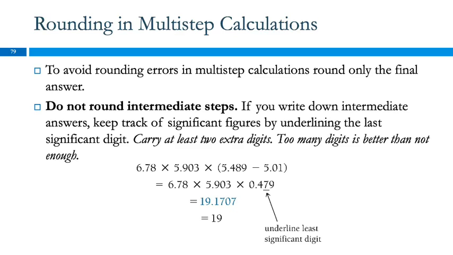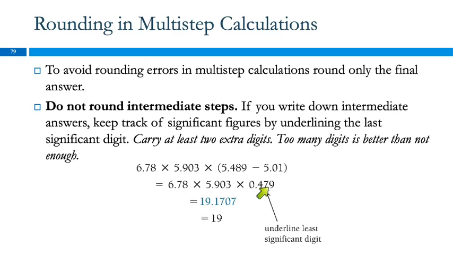So in this example, we've got mixed multiplying and subtracting. So we would do this subtraction first because it's in the parentheses. And when I subtract these 2 numbers, my calculator gives me 0.479. I'm going to apply the rules for subtracting: the fewest number of decimal places. This number has 3 decimal places. This one has 2 decimal places. So the result of that subtraction should have 2 decimal places.